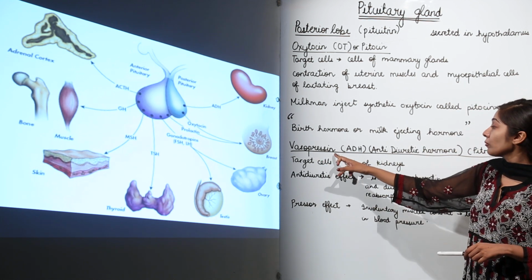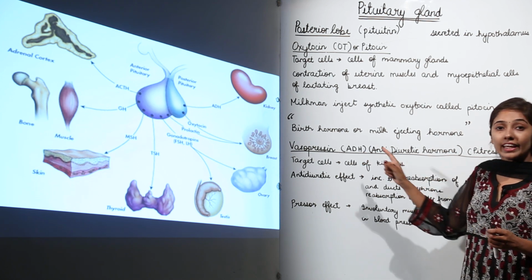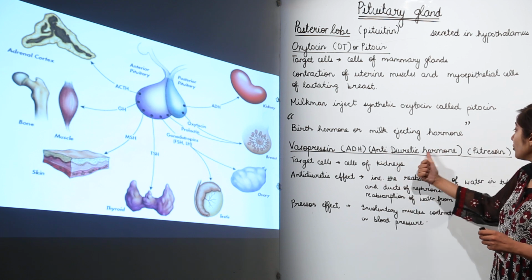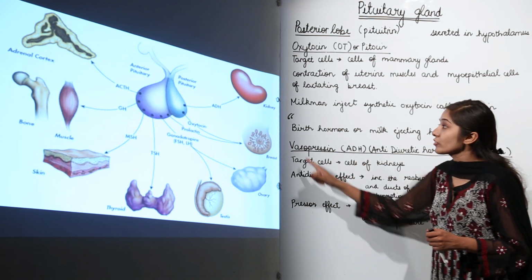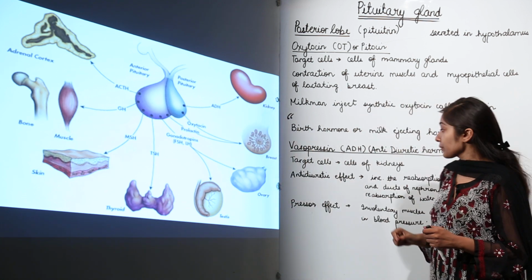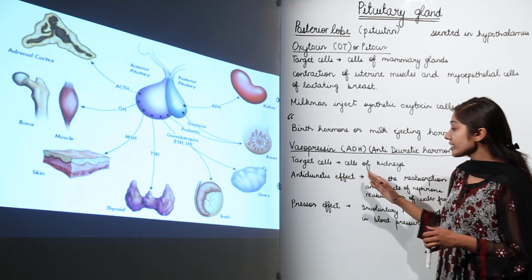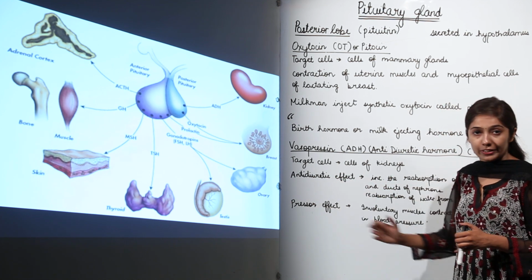Now vasopressin hormone is also known as antidiuretic hormone or pitressin. ADH, antidiuretic hormone or pitressin. What are the target cells? You can see the target cell of ADH is what? The cells of the kidney. So it has two effects. The first is the antidiuretic effect and the second is the pressor effect.